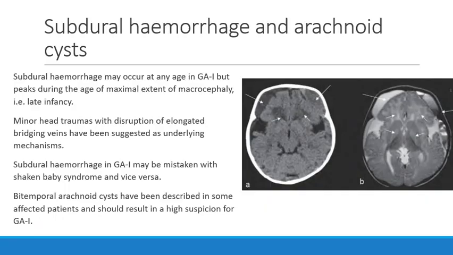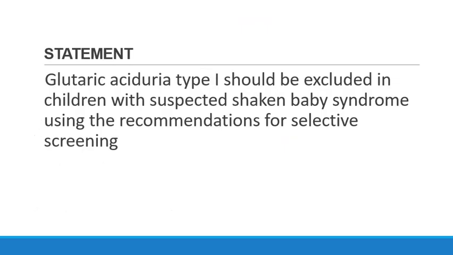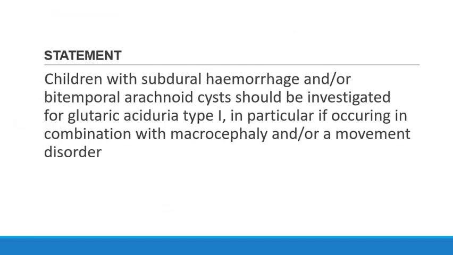So glutaric aciduria should be excluded in children with suspected shaken baby syndrome, using the recommendation for selective screening. And another point: sometimes when you do your brain MRI or CT, the radiologist comments that the patient has a bitemporal arachnoid cyst. Please take this also into consideration. If the radiologist's diagnosis is bitemporal arachnoid cyst, you have to let this patient do an extended metabolic screen and urine organic acid profile because this patient might have glutaric aciduria.